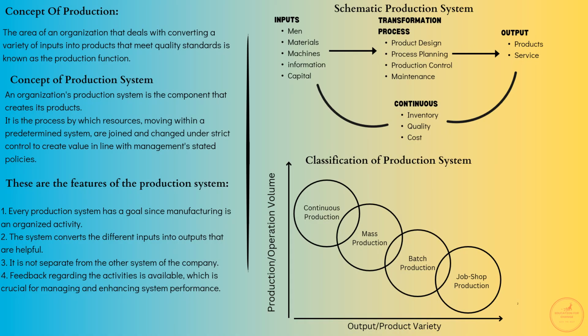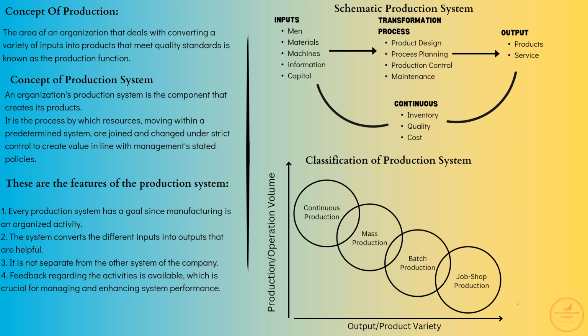In case of the production, we have to remember three things. First one is the input, then the processing, then the quality output. These three things we have to remember for the production function. Now we are coming to the production system.